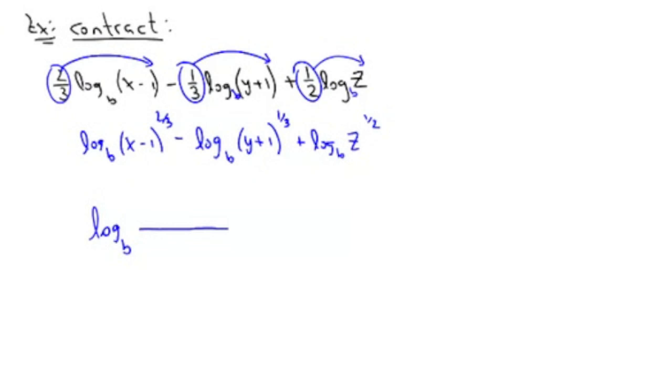What goes in the top? x minus 1 and z. x minus 1 to the 2/3, and then z to the 1/2. What goes in the bottom? y plus 1 to the 1/3.